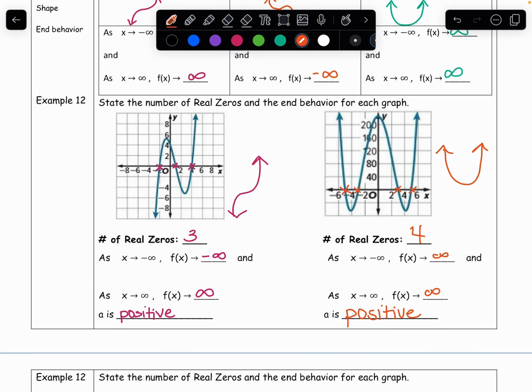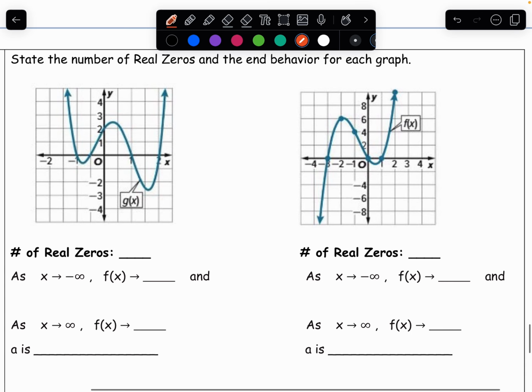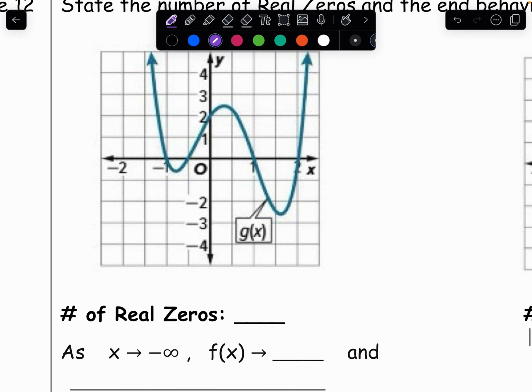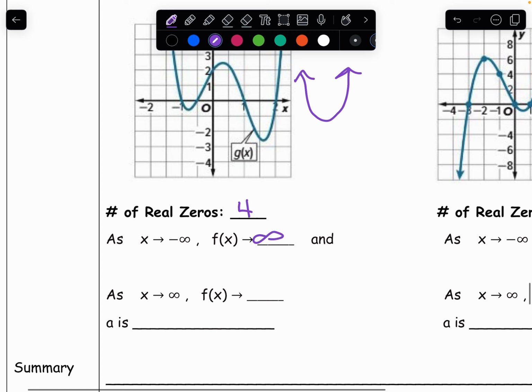And then finally, we're going to go into the last page. I would suggest trying example 13 on your own. Hopefully you did. And so we have 4 real zeros, and it is a U shape, which supports the fact that if we have an even exponent, it's going to be a U shape. And so positive infinity, a is going to be also positive.